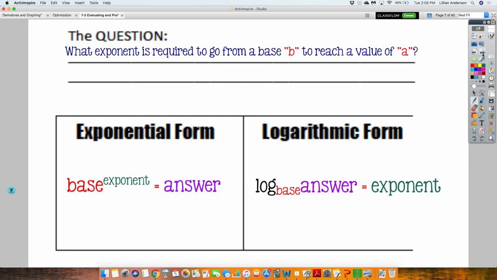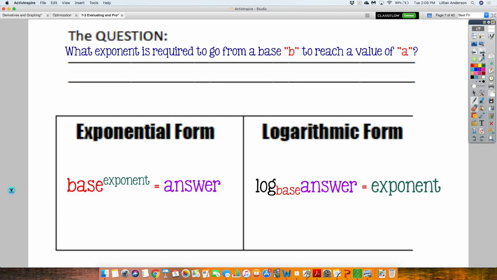Now, like I said before we started, logarithms and exponential functions are inverses of each other, which means sometimes to solve an exponential equation, you'll need to use logs. To solve a logarithmic equation, you'll need to use exponents or exponential form. This is how you can go from one form to the other. Exponential form is a base raised to some exponent equals an answer. That can be written as log of a base of an answer equals your exponent.